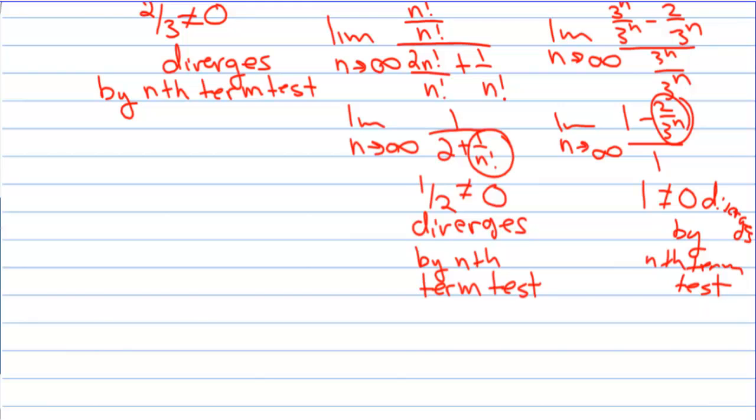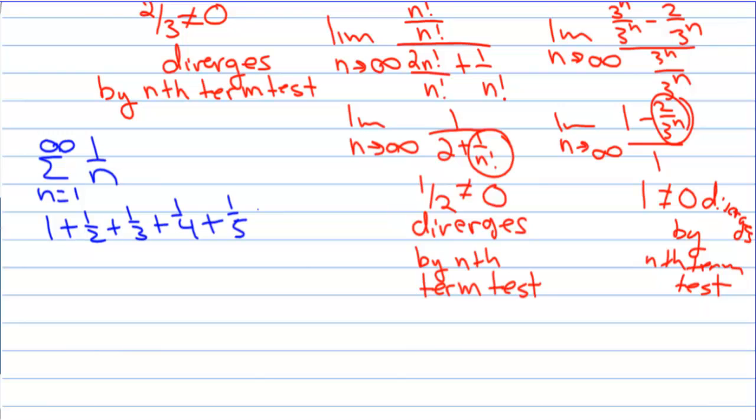But what about one that is 0? What about n equals 1 to infinity of just 1 over n, which is 1 plus 1/2 plus 1/3 plus 1/4 plus 1/5 plus keep on going. Now, look, the nth term is converging to 0. And we can write that. We can say limit as n approaches infinity of 1 over n is equal to 0.